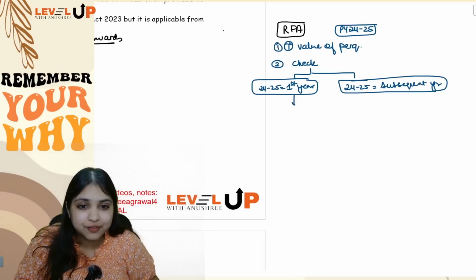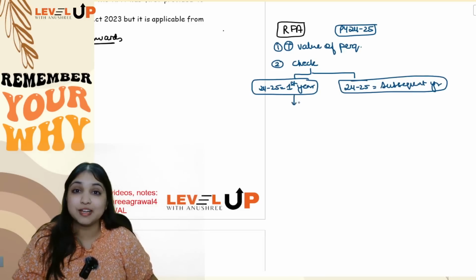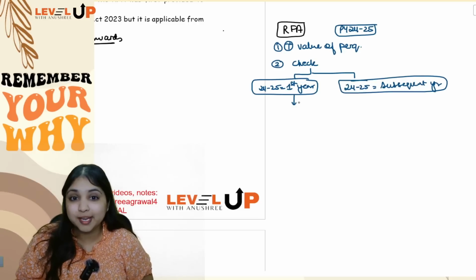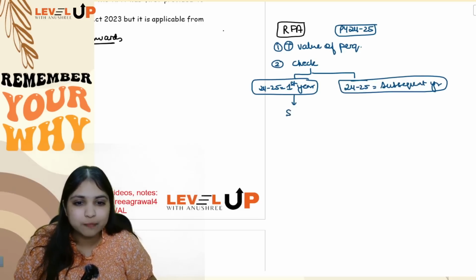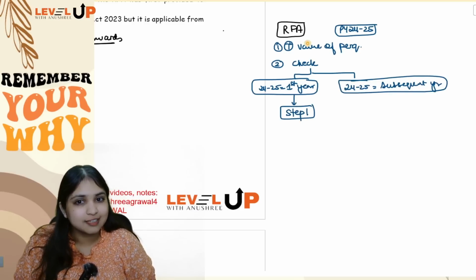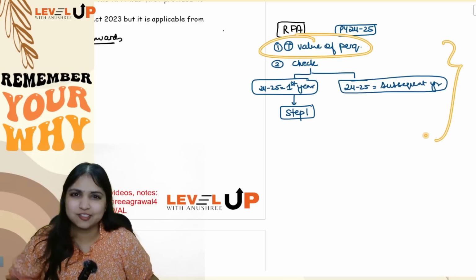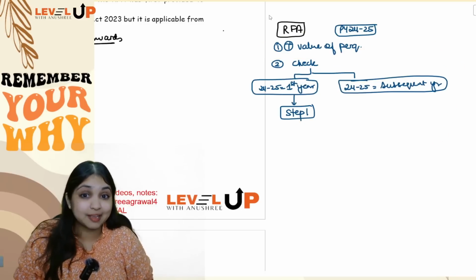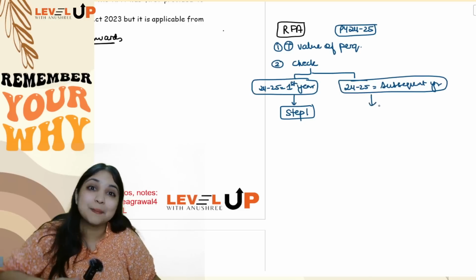If 24-25 was the first time when this particular house was given to the employee as RFA, then you will stop with step 1. Whatever answer you got over here, this only will be your taxable value, no extra drama. You will stop over here. When will the whole drama apply? Only if this is your subsequent year.